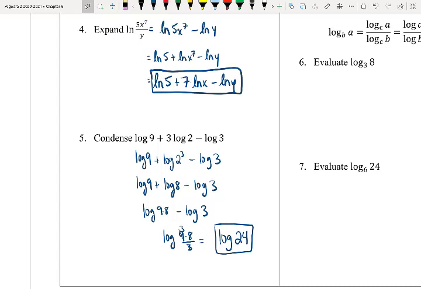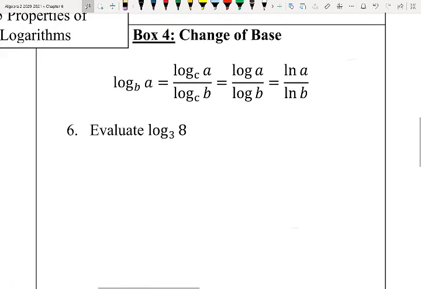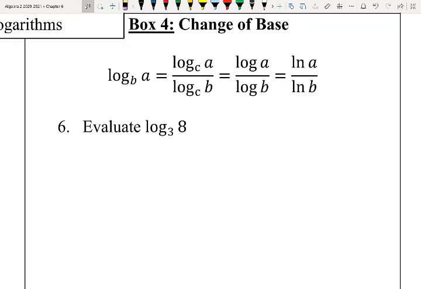So we'll take a look at those and do plenty of practice on those as well. All right. Last but not least, box 4, change of base formula. This is super useful, especially for those of us who don't have a fancy pants calculator. For those of you who don't have a TI 83, 84, or something similar to that, we've been kind of limited in terms of what we can evaluate using our calculator based on what the base is.